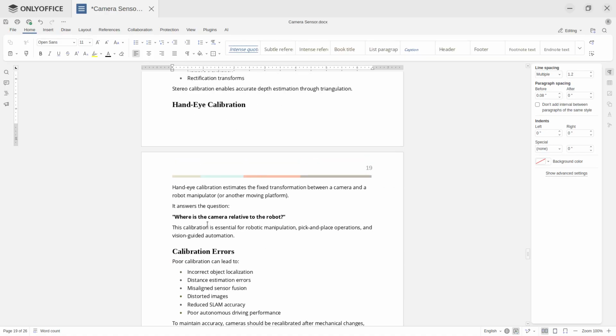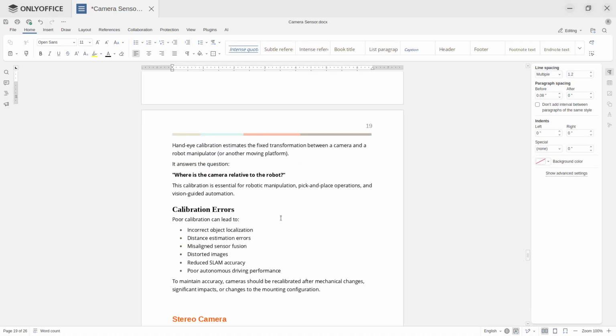Now, hand-eye calibration. Hand-eye calibration estimates the fixed transformation between a camera and a robot manipulator or another moving platform. It answers the question, where is the camera relative to the robot? This calibration is essential for robotic manipulation, pick and place operations, and vision guided automation.